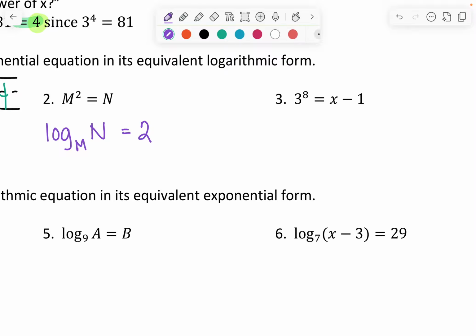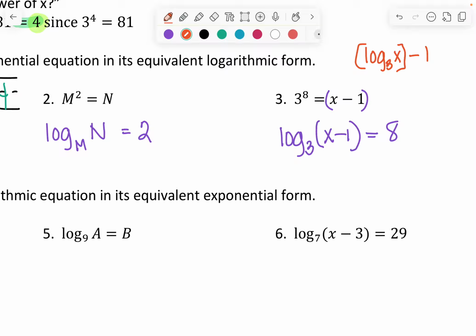Now for number 3, it's a good idea to think of this in parentheses here. So decide first what's going to be the base of your log. It should be 3, log base 3 of x minus 1 equals the exponent, which is 8. Those parentheses around the x minus 1 are absolutely critical. If I leave them off, log base 3 of x minus 1, then that means we're only doing the log base 3 of x and then subtracting 1 from that. It's not included inside, which is what we want here, okay?